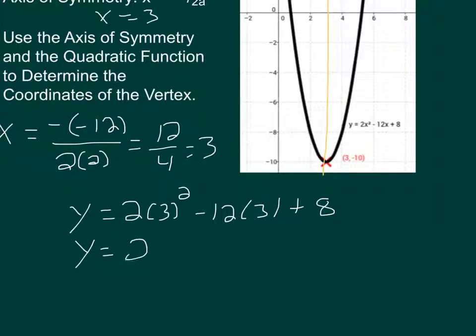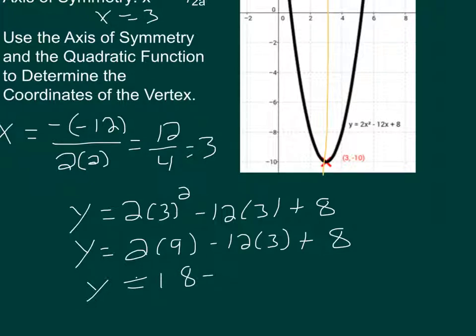Order of operations tells me I have to do 3 squared first before I multiply. And then I'll do 2 times 9 is 18, minus 12 times 3 is minus 36, plus 8. And when I combine these, 18 minus 36 is negative 18, plus 8 is negative 10. And so that negative 10 corresponds to the y-coordinate of my vertex. 3 came from my axis of symmetry, and that was the x-coordinate. Negative 10 came when I took that 3 and I plugged it back in to find what y was. So that's all you have to do.